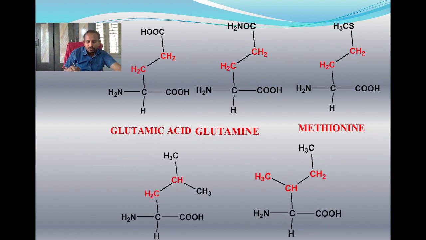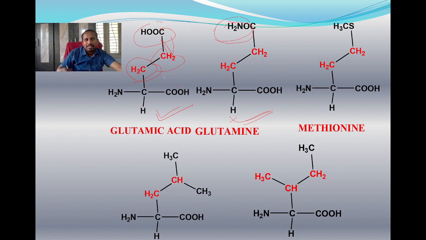Then we will move to another CH2. Only one CH2 is there. Another CH2 will come, which will attach to the carboxylic group, and the name of this amino acid is glutamic acid. What about glutamine? Like asparagine, here an amide group will attach. This will be glutamine, and the name of the amino acid is nothing but glutamine.